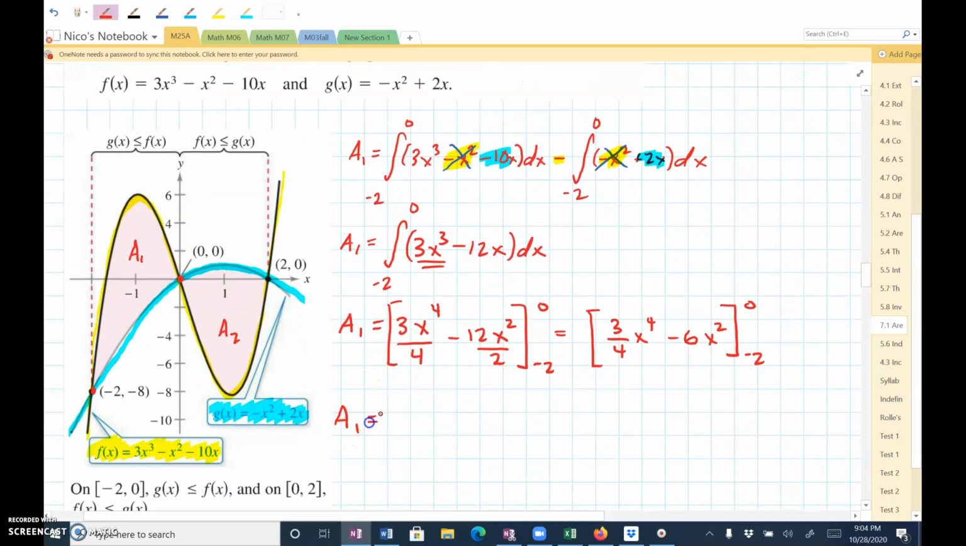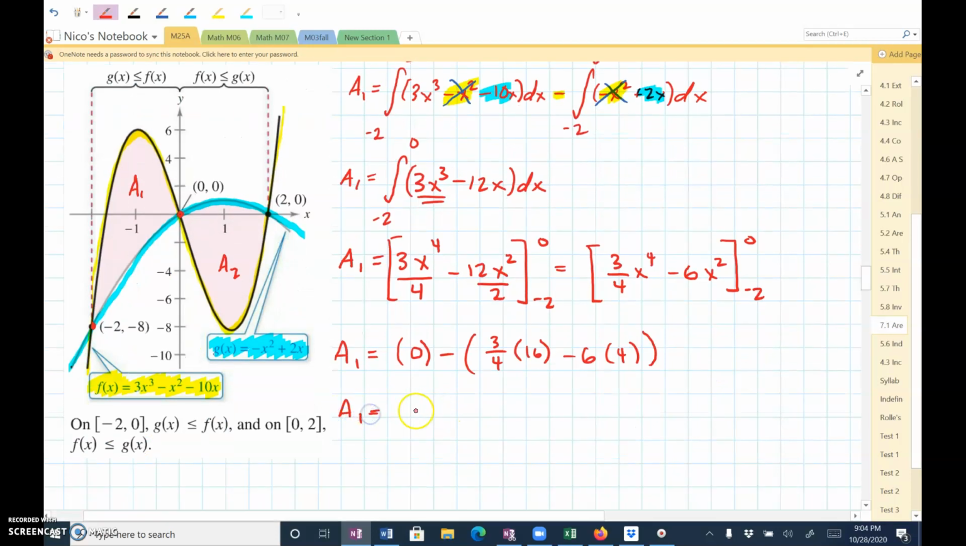Okay, so now let's evaluate this. Let's start with 0. If I plug 0 all the way through here, this is just going to be 0 minus. If I plug in negative 2 all the way through here, this is going to be 3/4. Negative 2 to the fourth power would be positive 16 minus 6. Negative 2 squared is going to be 4. So this is going to be 12 minus 24, which would be negative 12. So this is going to be positive 12. Okay, so that's area 1.